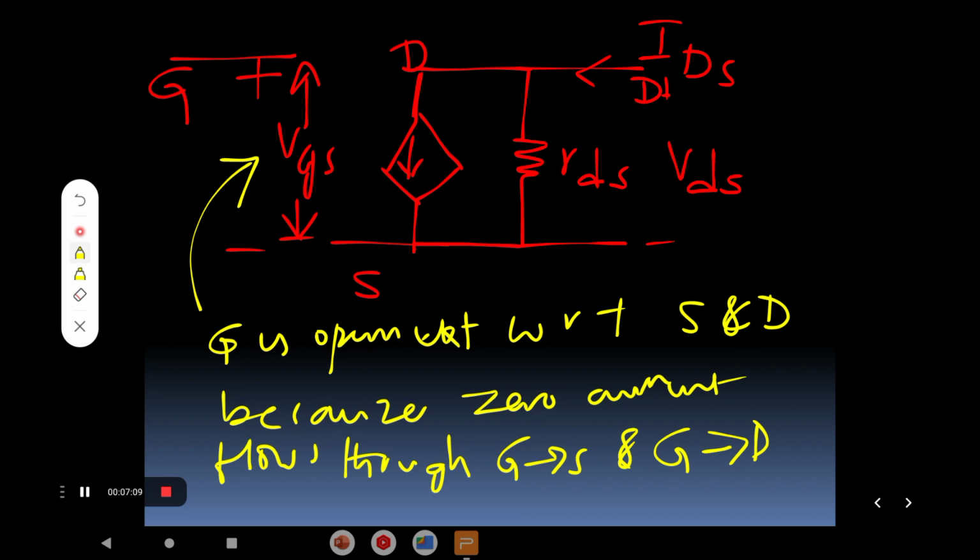Okay. So this is a small brief introduction about a small signal model of a MOSFET. I hope it is very clear, guys.